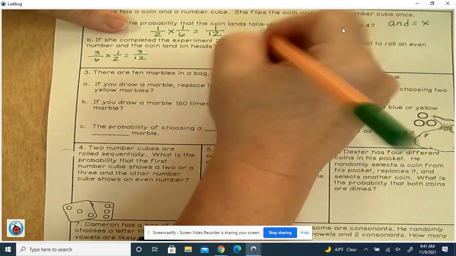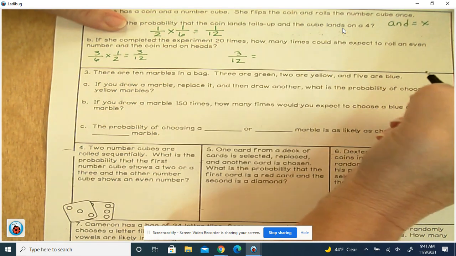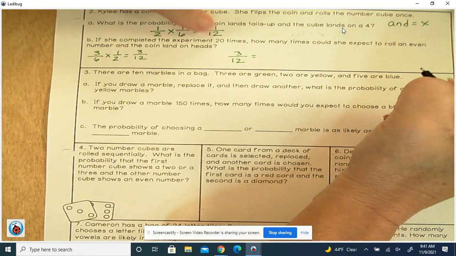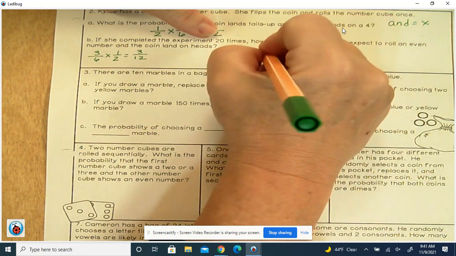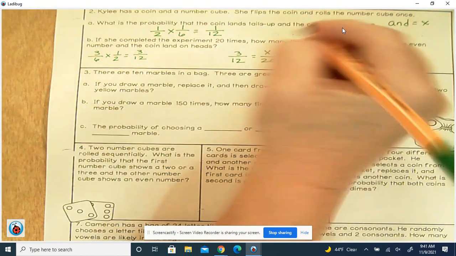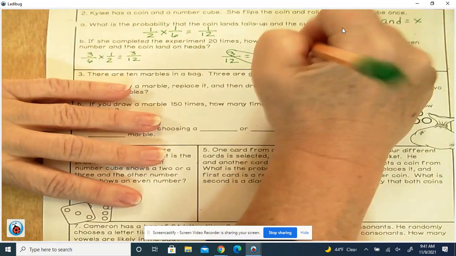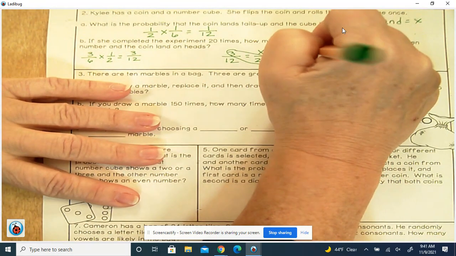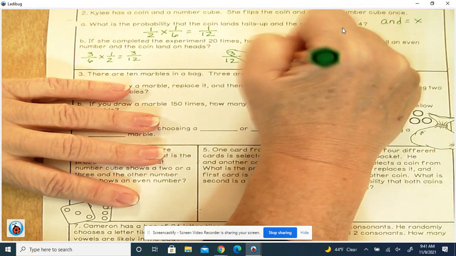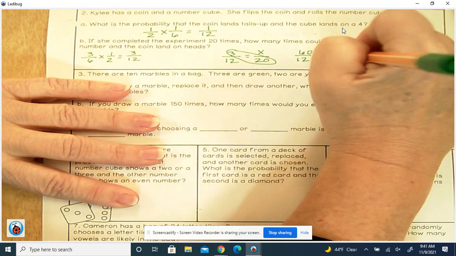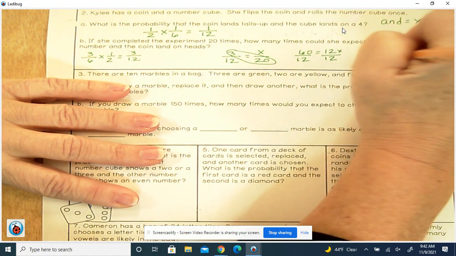So you take that 3/12 and set up a proportion, with 12 being the total outcomes, and then you put 20 here. You roll it, or complete it, 20 times, and you multiply these two. 3 times 20 is 60, equals 12x. Divide by 12 to get x by itself. x equals 5 times.